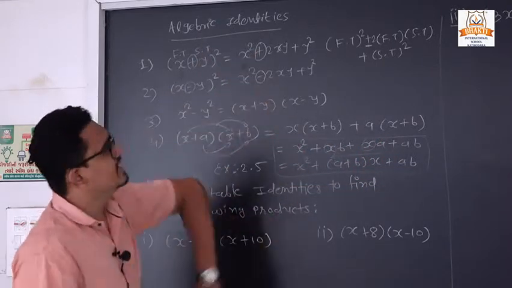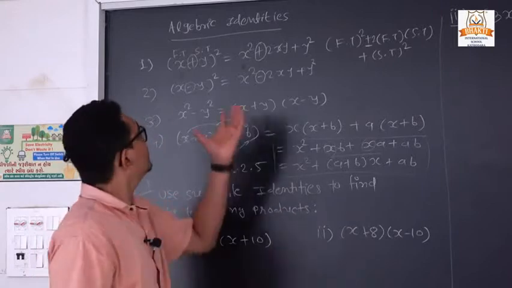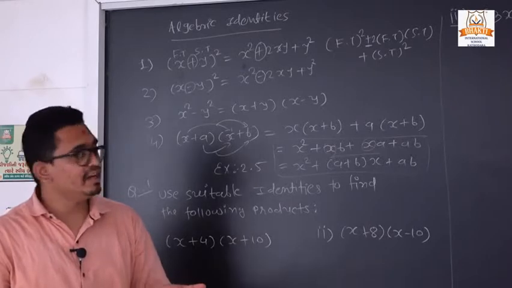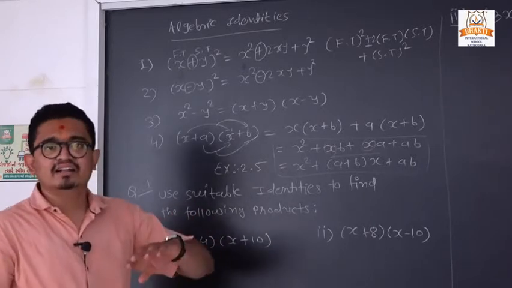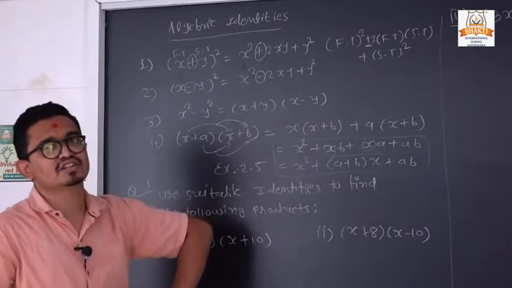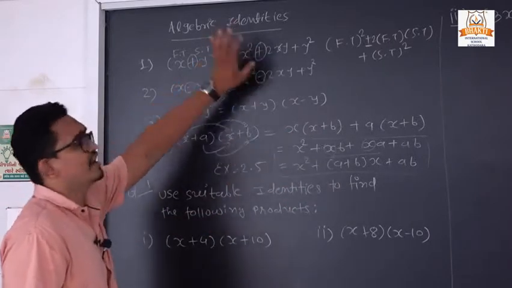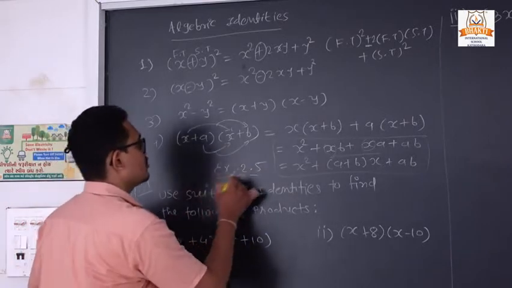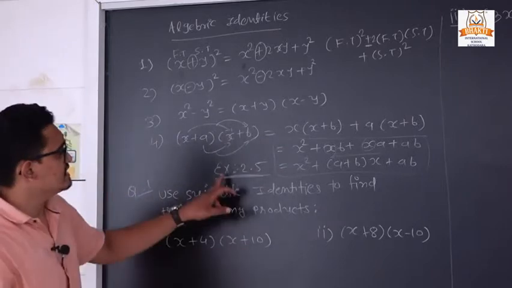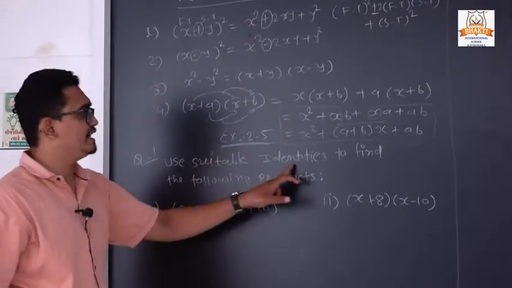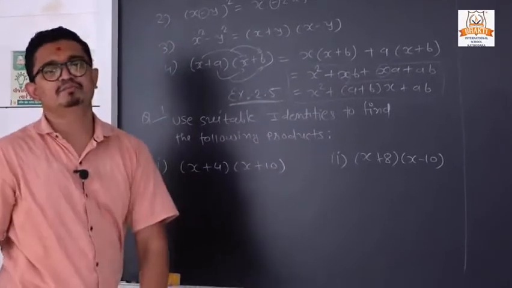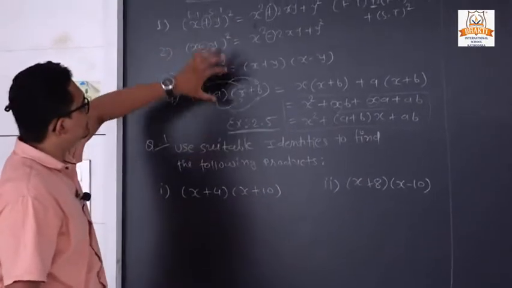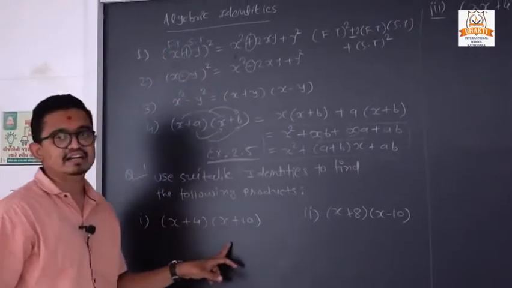These 4 identities we are using in our first 4 examples. We have the remaining identities also, but to apply them in real situations we will describe only these 4 identities. Now we are going to our next exercise, exercise number 2.5. In exercise 2.5, question 1: use the suitable identities to find the following products. From all the 4 identities, we can use them in these examples.